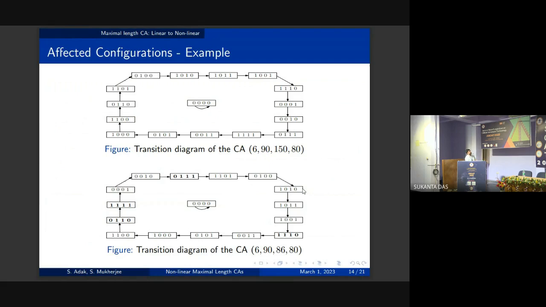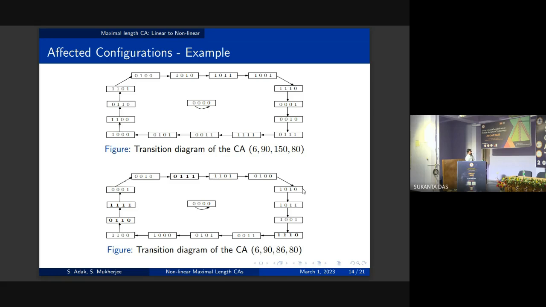This is an example of affected configurations and isomorphic CA. The first is the transition diagram for the 4-cell CA 90, 150 and 80. If we change rule 150, the linear rule, to a non-linear one, rule 86, then only two RMTs, 6 and 7, have their next state values changed. For that reason, the set of affected configurations has 4 members. In the second figure you can check that the configurations in boldface are 0111, 1110, 0110 and 1111. So these 4 configurations are affected when we replace the rules.